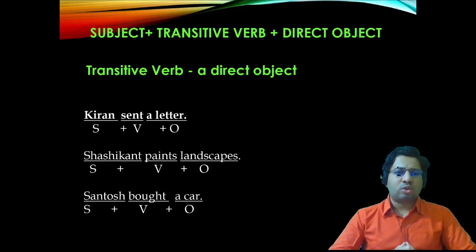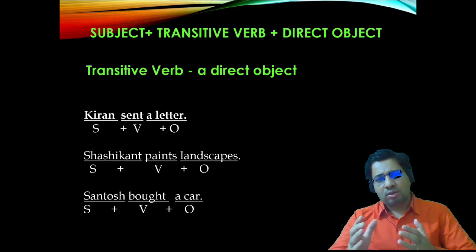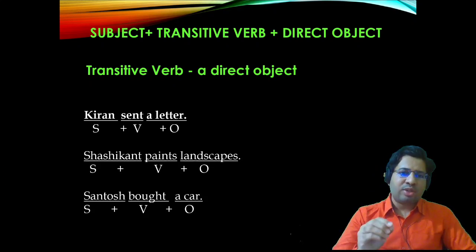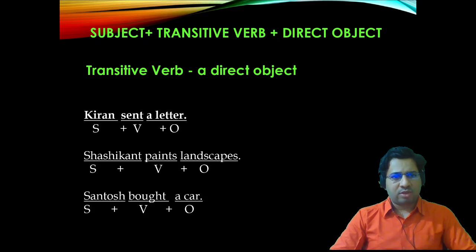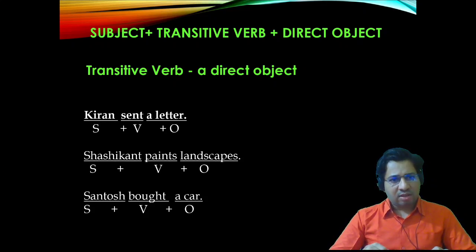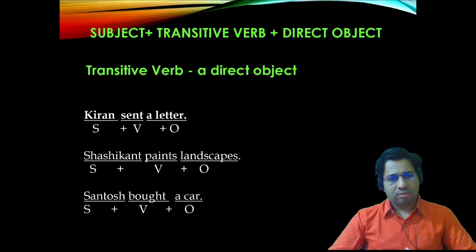So the responses to the questions of what or whom result in the object. They indicate the direct recipients of the transitive verbs. So subject plus verb plus what or whom results in the direct object. The example that follows will make the relationship very clear. An example like: Kiran sent a letter.